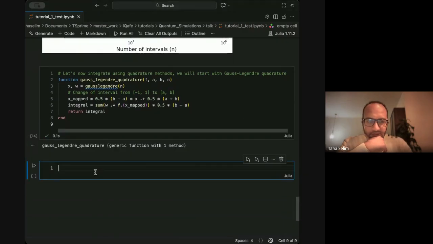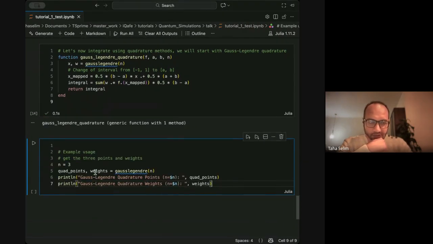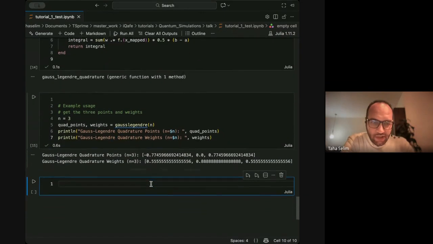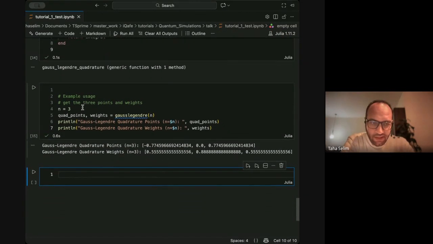Okay, now we can make a test. If I want to see the quadrature methods, if I run it like this, I get the quadratures here, the roots of this polynomial at n equals 3. So for n equals 3, I get the quadrature points, 3 points here: minus 0.7, 0, and 0.7, and these are the weights associated with them.